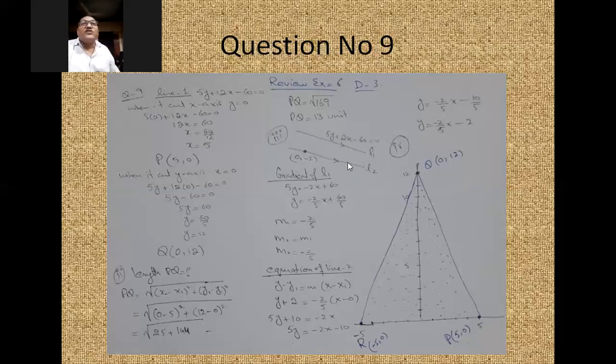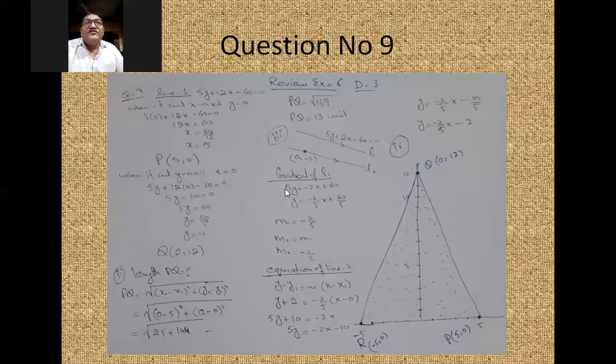Here I have tried to show you with the help of a diagram so that you can understand the meaning of those sentences. L2 is parallel to L1 because they have the same gradient, and L2 is also passing through 0, minus 2. First of all, let me find the gradient of line number 1. The equation of line number 1 is 5y equals to, I will take that 12x and minus 60 to the other side. So you will have 5y equals to minus 12x plus 60.